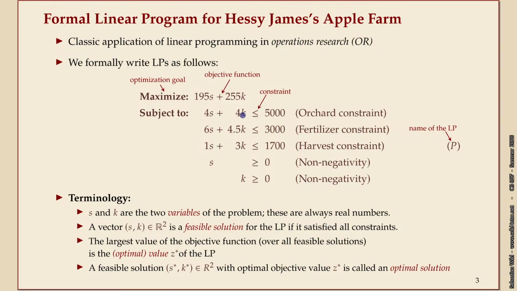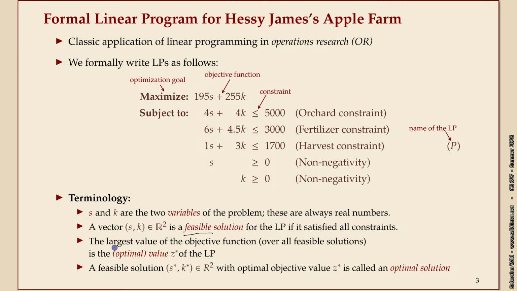Okay, what else? The variables, I forgot about those. I mentioned S and K, the number of trees. The implicit assumption is that these are always real numbers. Now, some combination of values for the variables, effectively a point in R2, is called a feasible solution if it satisfies all the constraints. You can pick arbitrary numbers, and that's always a value for the variables, but not all values for variables satisfy the constraints, of course.